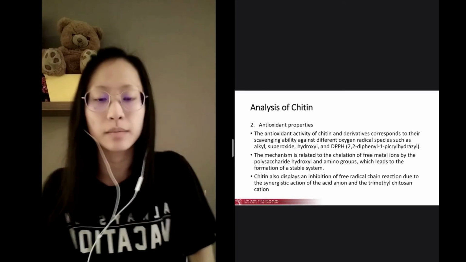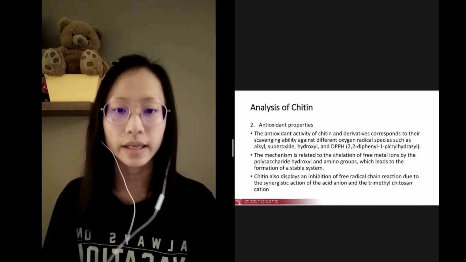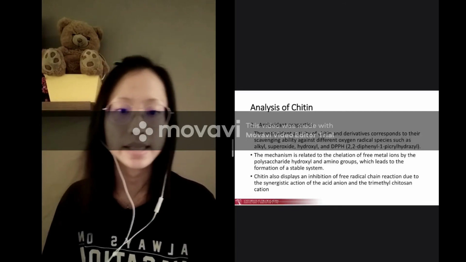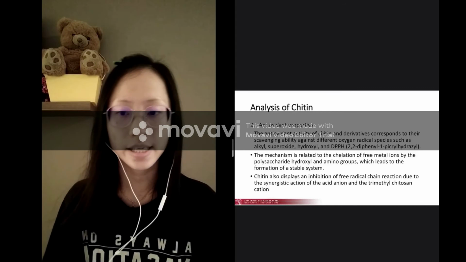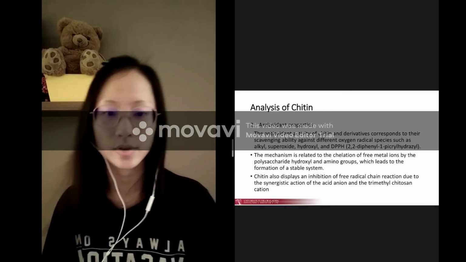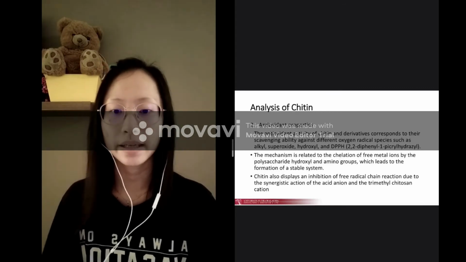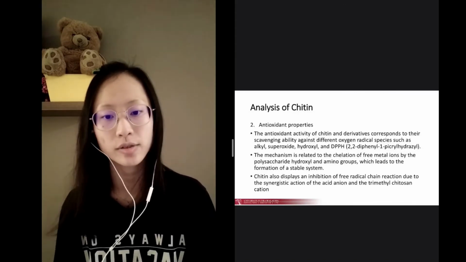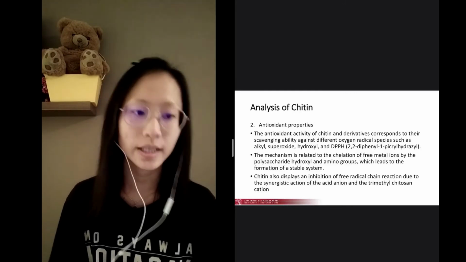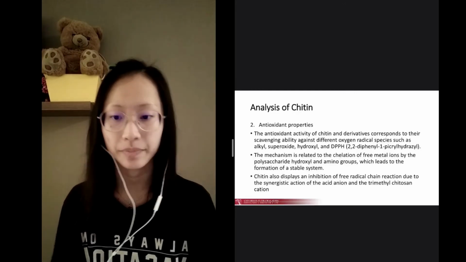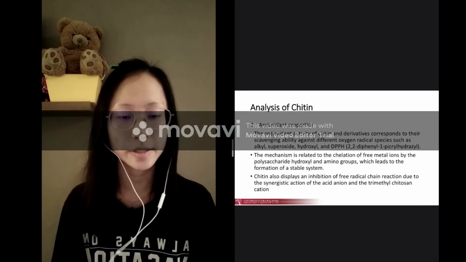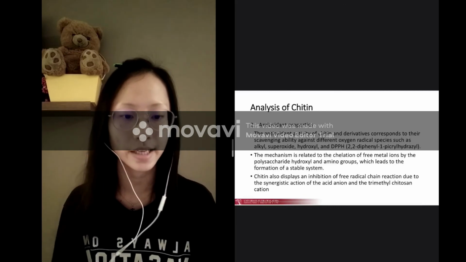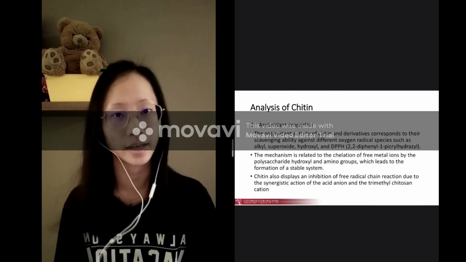Next is the antioxidant properties. The antioxidant activity of chitin and derivatives corresponds to their scavenging ability against different oxidant radical species such as alkyl, superoxide, hydroxyl, and DPPH. The mechanism is related to the chelation of free metal ions by the polysaccharide hydroxyl and amino groups, which leads to the formation of a stable system. Chitin also displays an inhibition of free radical chain reaction due to the synergic action of the acid anion and trimethyl chitosan cation.